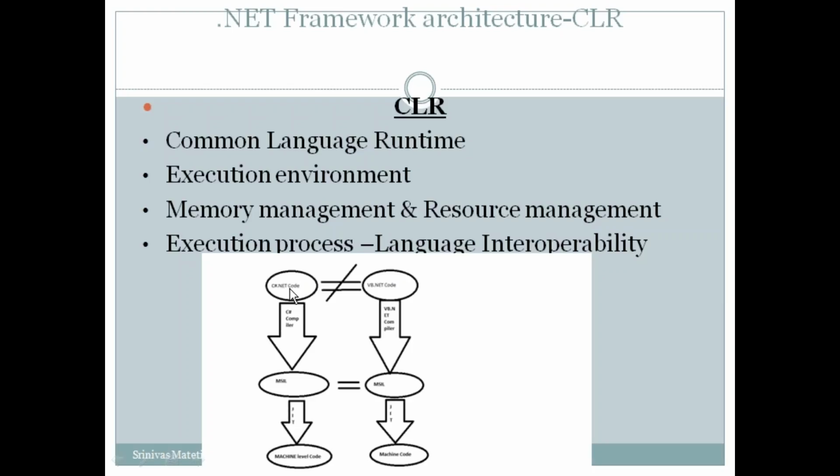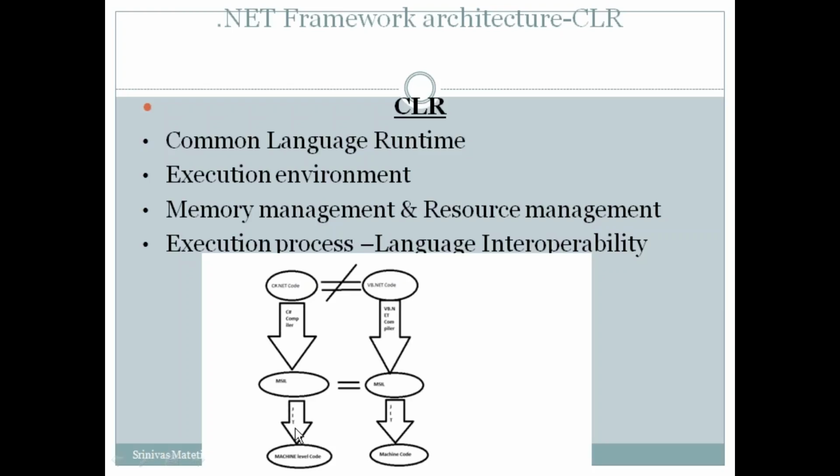So at the development stage, both programs will differ. When I complete the code, I will compile it. Then the C# compiler will take the code and generate MSIL. Similarly, the VB.NET compiler will take the code and generate the MSIL, Microsoft Intermediate Language. At this stage, both the MSIL files are equivalent.